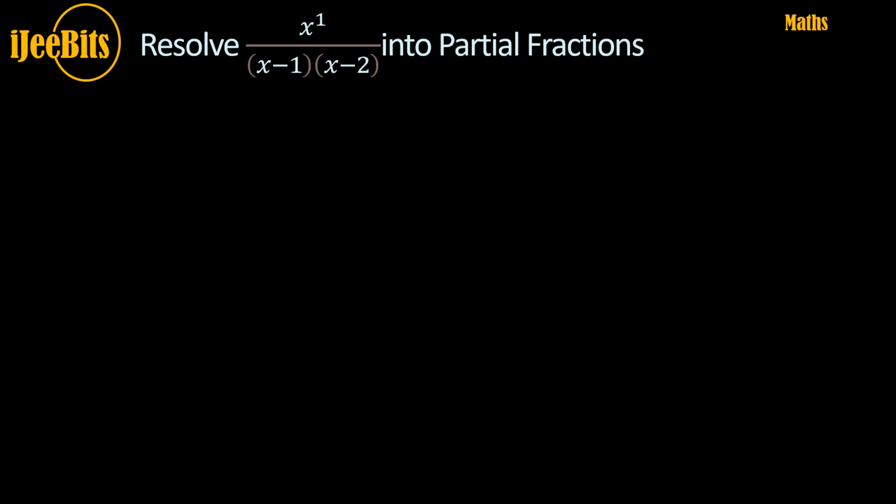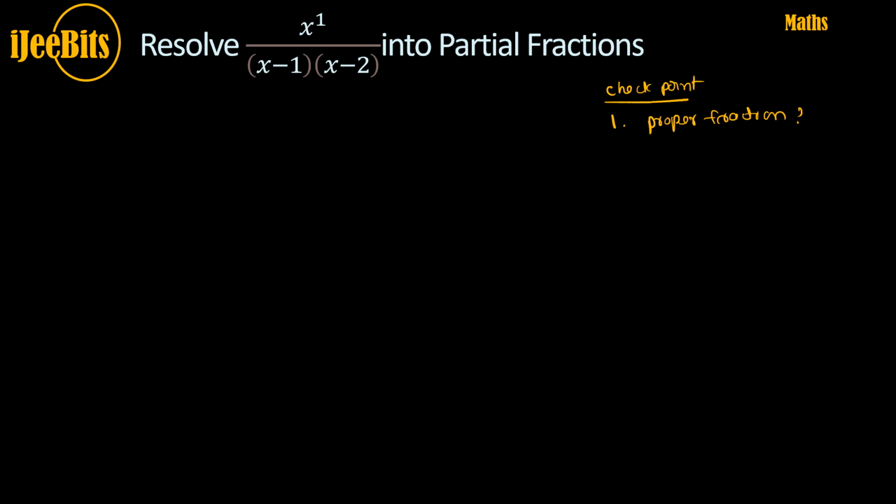Let's look at this problem statement. Resolve the given fraction into partial fractions. What is the thumb rule? As a checkpoint, the first thing we identified is to check whether the given fraction is a proper fraction. We all know the definition of a proper fraction, right? The degree of the numerator is always less than the degree of the denominator.